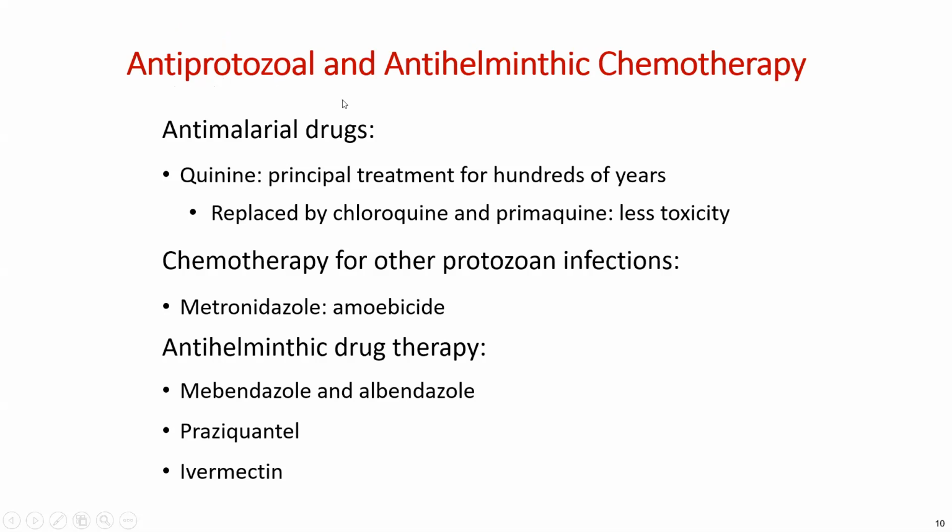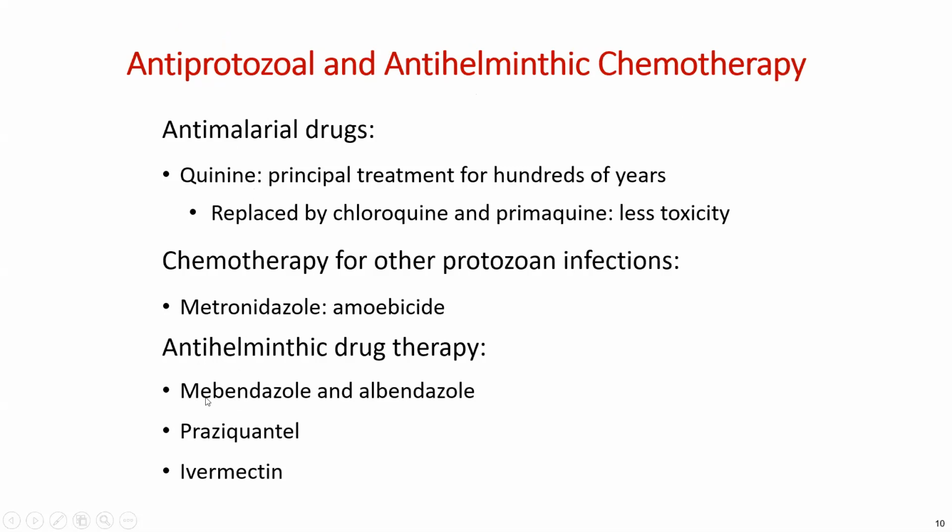The antiprotozoan and antihelminthic drugs, you'll notice that group is a lot smaller than the groups that we've talked about before, especially smaller than the antibacterial groups. And again, protists and helminths, those are both eukaryotic cell types. So again, it's difficult to find selectively toxic targets for those.